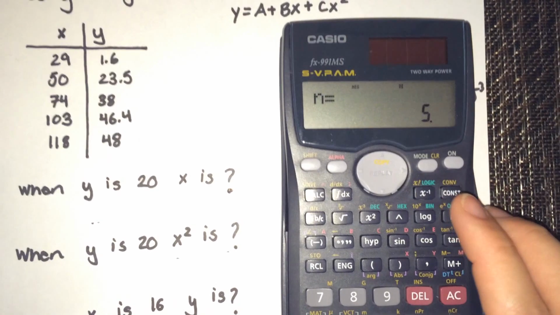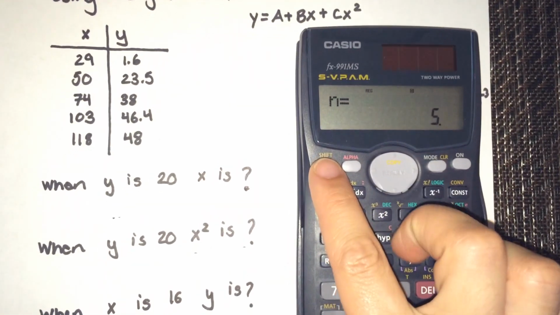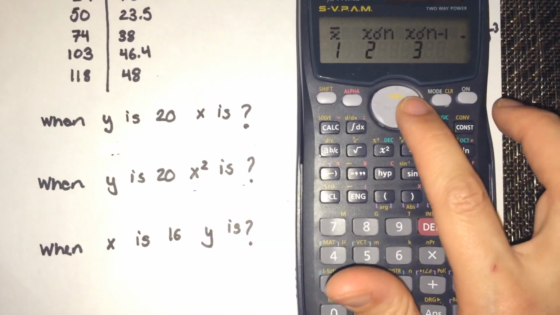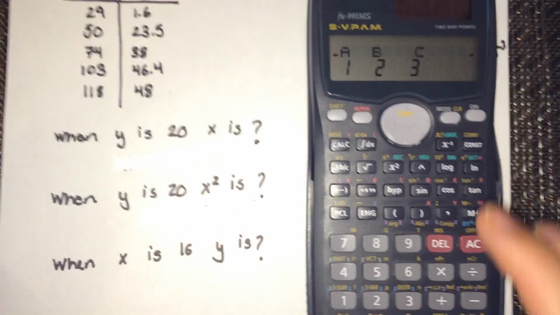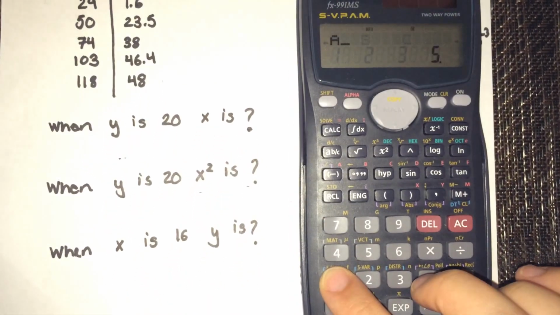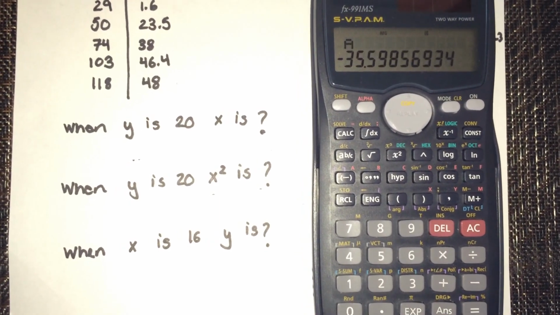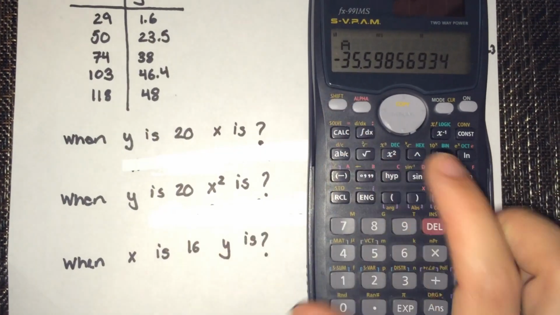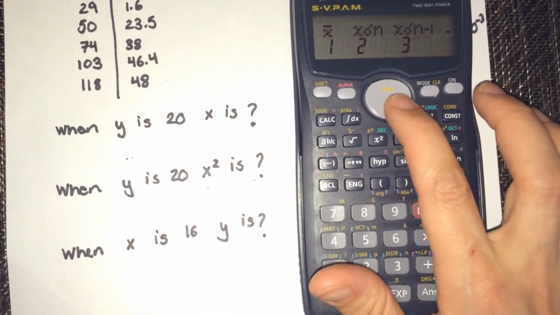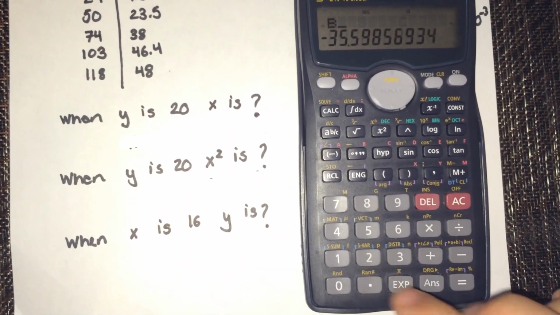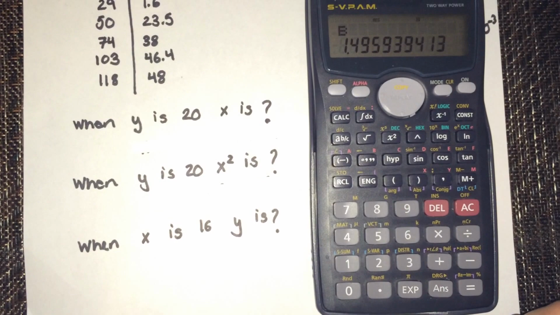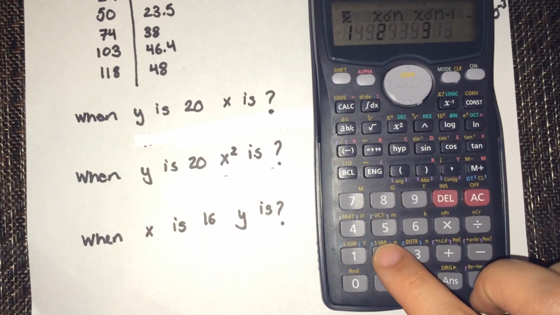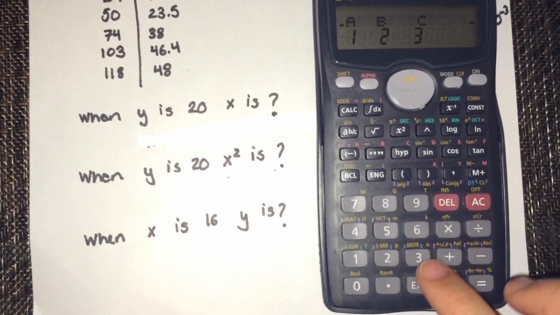Okay, so to get into regression and get the equation, you're going to go shift. This S variable is on top of number 2. Scroll to the right, and your A value is number 1, so 1, enter. Okay. To get B, you do the same thing: shift, S variable, scroll to the right, and hit 2, enter. There's your B value. And to get C, again, shift, S variable, scroll to the right, and hit 3.